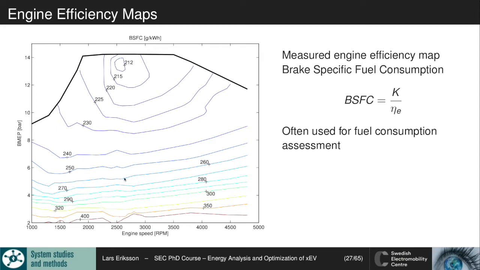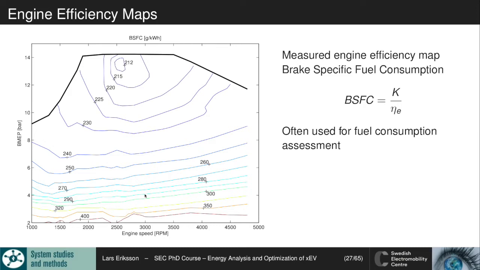And the shape that you can see here is that we have a slight inclination with the engine speed, and this comes from the engine friction. And the raggedness you see here is due to measurement noise and measurement uncertainties.